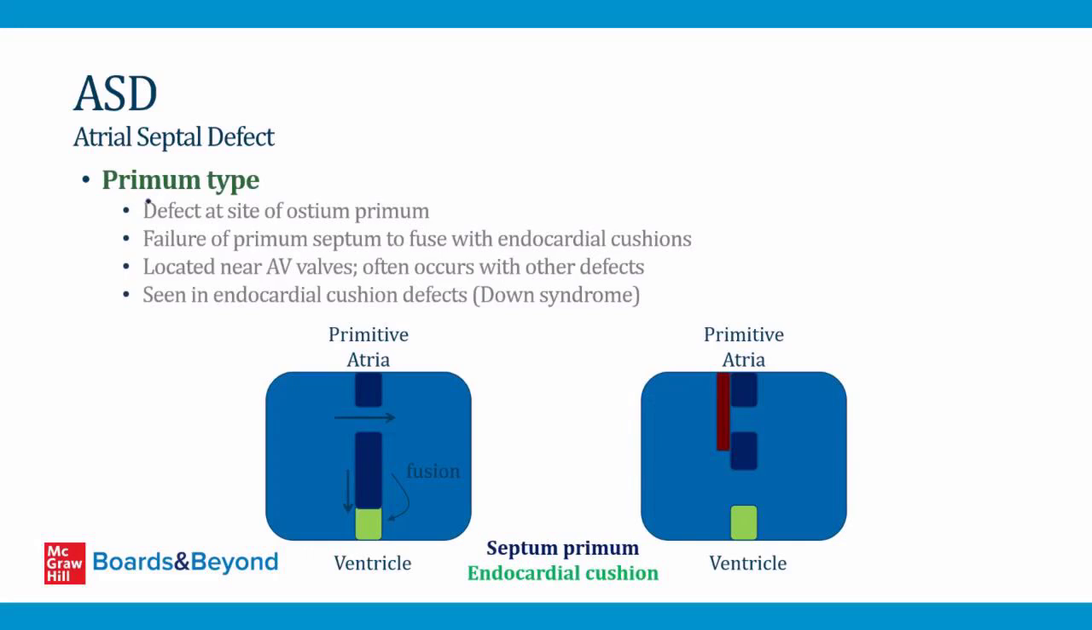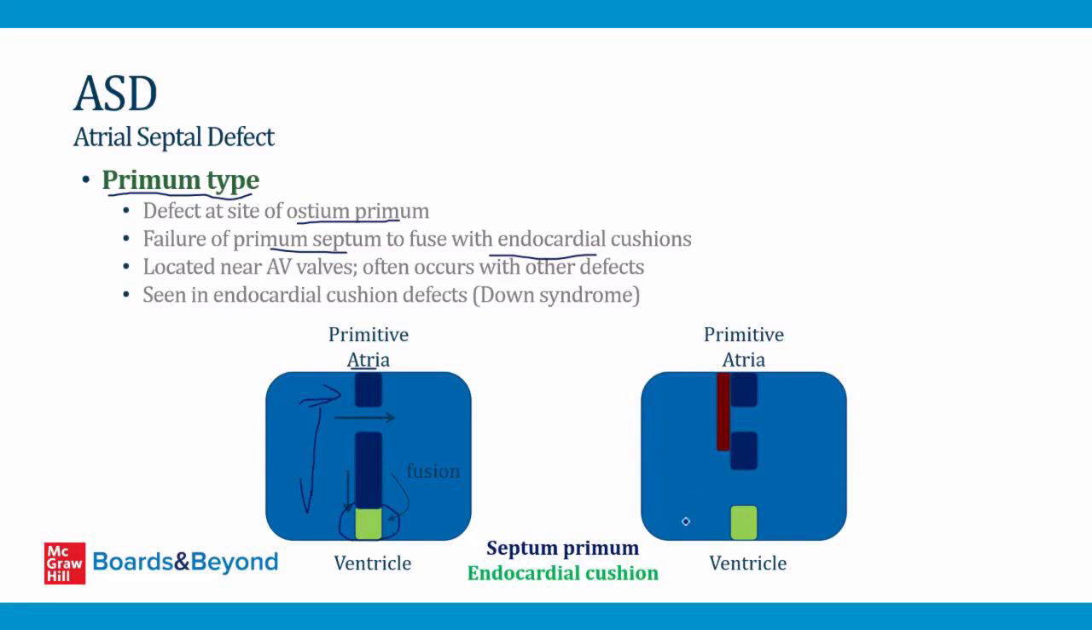There's another type of ASD called a primum type that is less common. This is a defect at the site of the ostium primum, not the ostium secundum like the secundum types. It's caused by failure of the primum septum to fuse with the endocardial cushions. So in the video on cardiac embryology, I talk about how in the primitive atria, this blue wall, this septum primum, grows downward and it fuses with the endocardial cushions, which are denoted in green here.